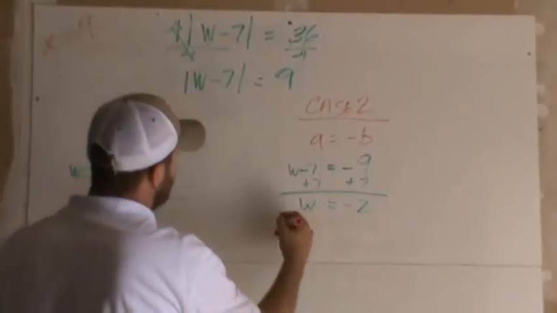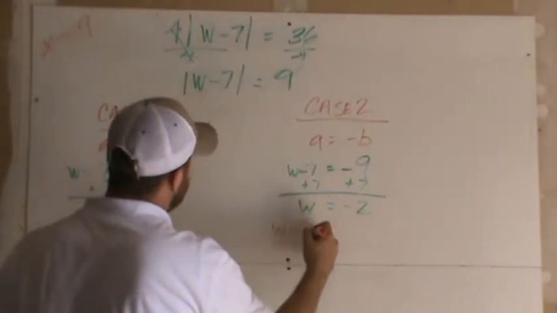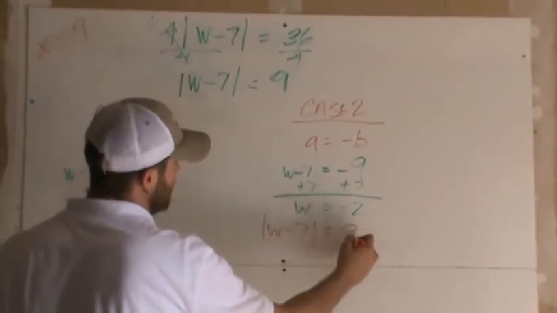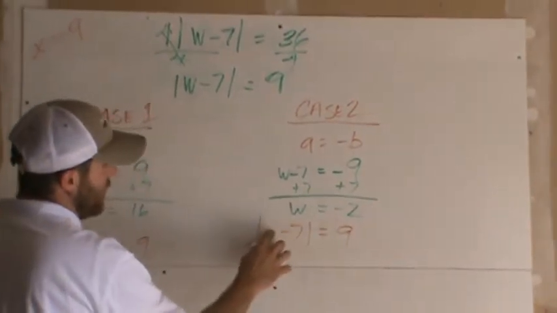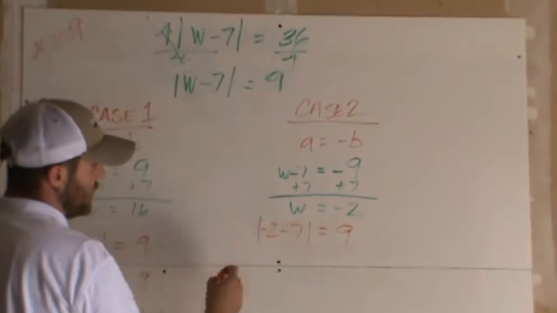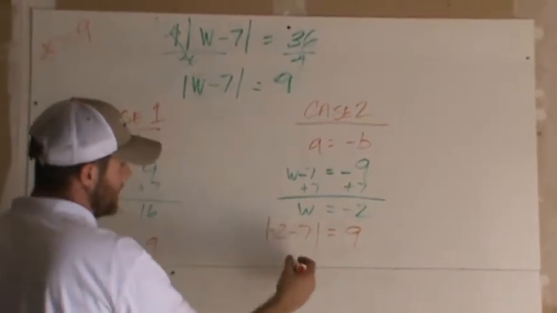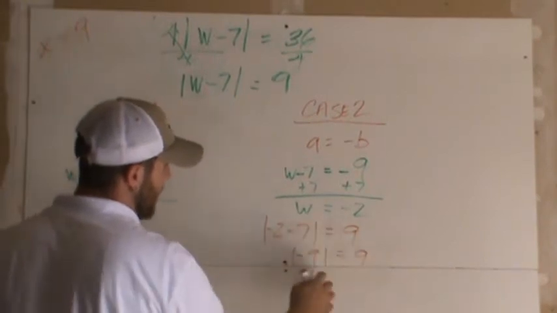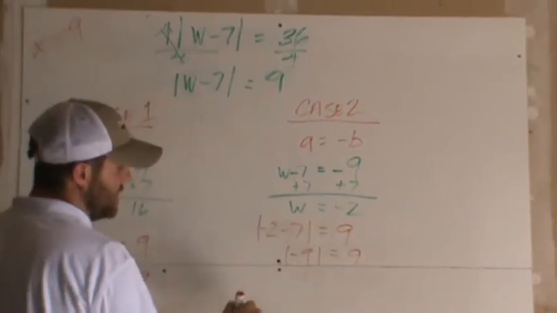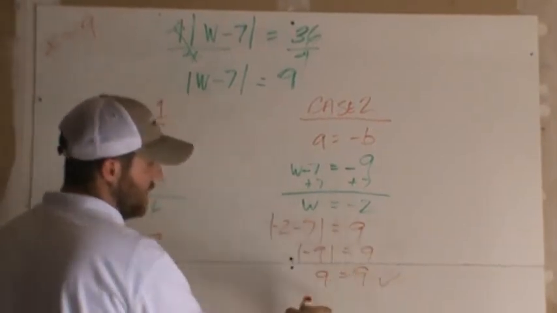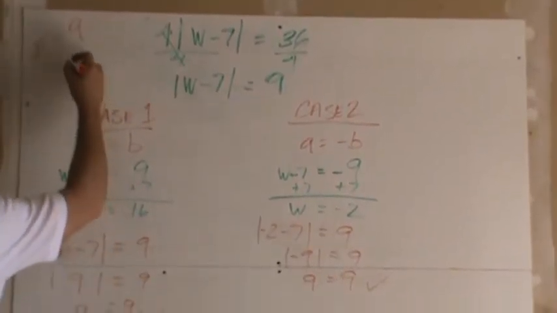Over here we rewrite the original problem. w minus 7 inside the absolute value bars equals 9. Instead of the w, remember we're going to put the negative 2 as our possible solution. Negative 2 minus 7 gives us the absolute value of negative 9 equals 9. We know the absolute value of anything inside there has to be a positive number. And again, there's another solution.